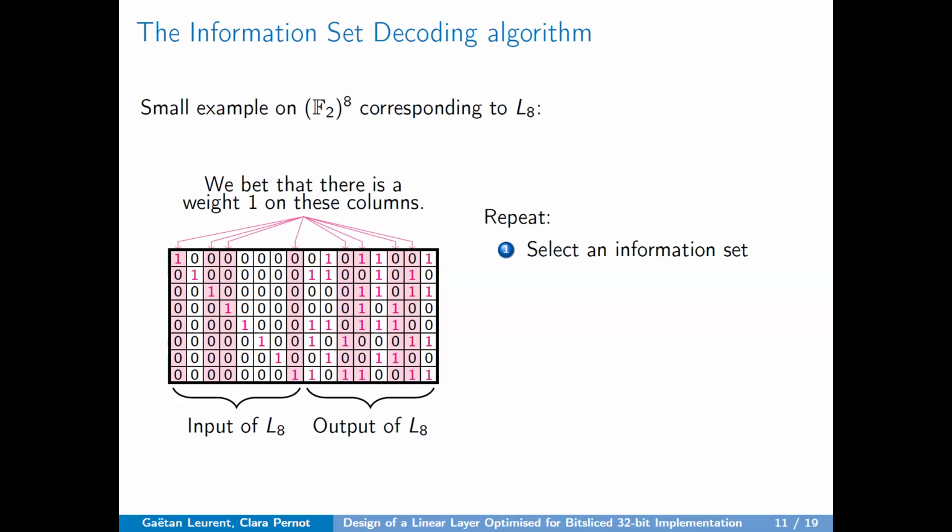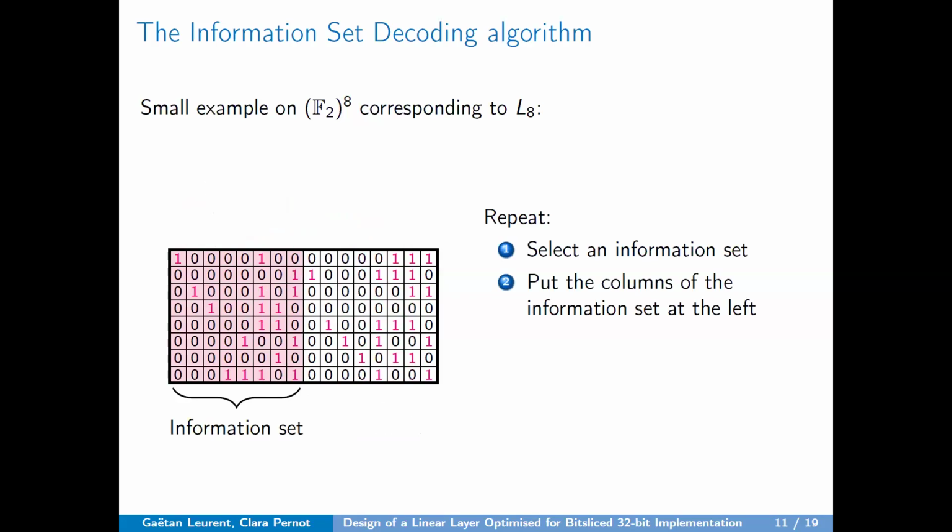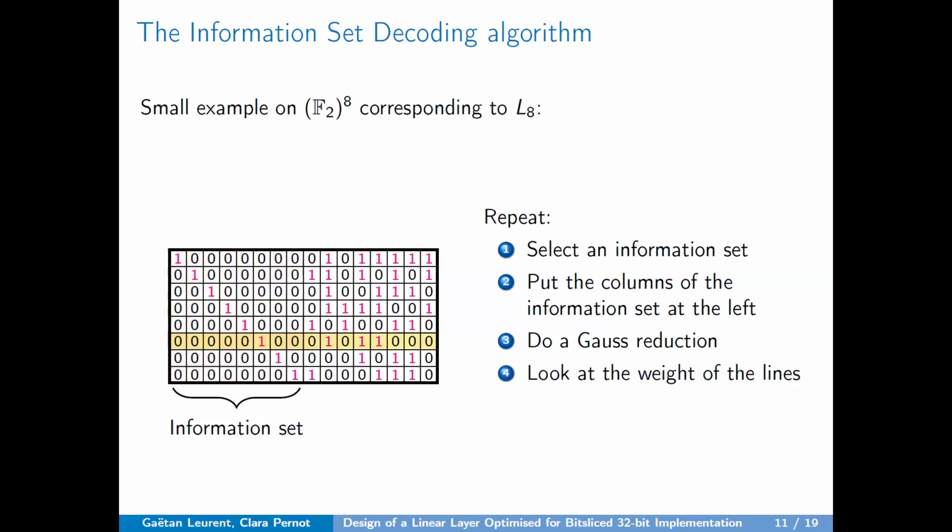Then we put those 8 columns at the left, and we do Gaussian reduction. And then we just have to look at the weight of each line, because if there is a weight 1 on the information set, it exactly corresponds to one line of our matrix. By doing it like that, we are able to find some low weight words. So it's exactly what we want to do.